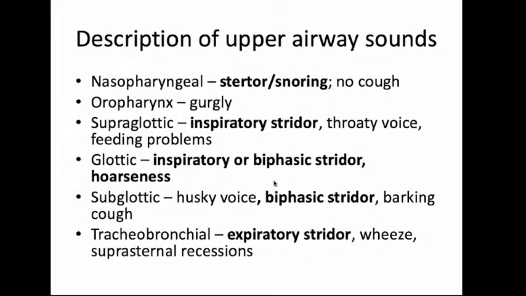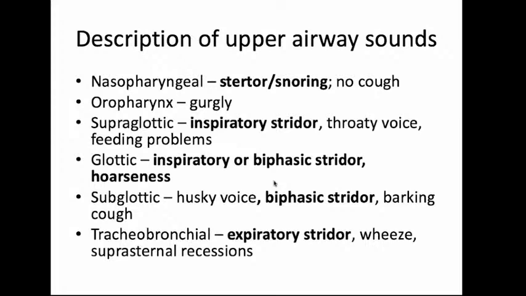So, description of the upper airway sounds. When the obstruction is at the level of the nasopharynx, you get stutter or snoring, but there is usually no cough. Stutter is the sound that you get when the nose is blocked and the person is awake. When they are asleep, it is snoring, but when they are awake, it is a stutter.